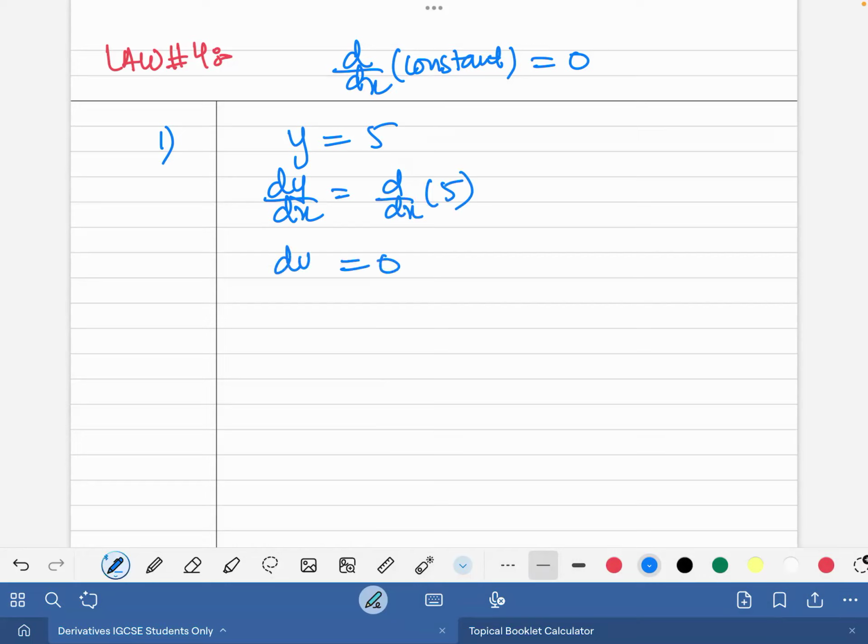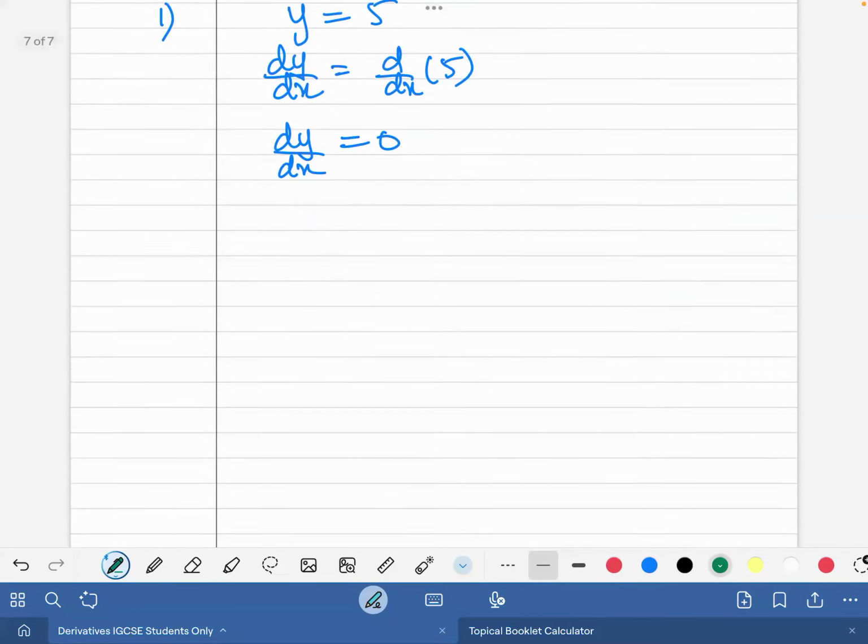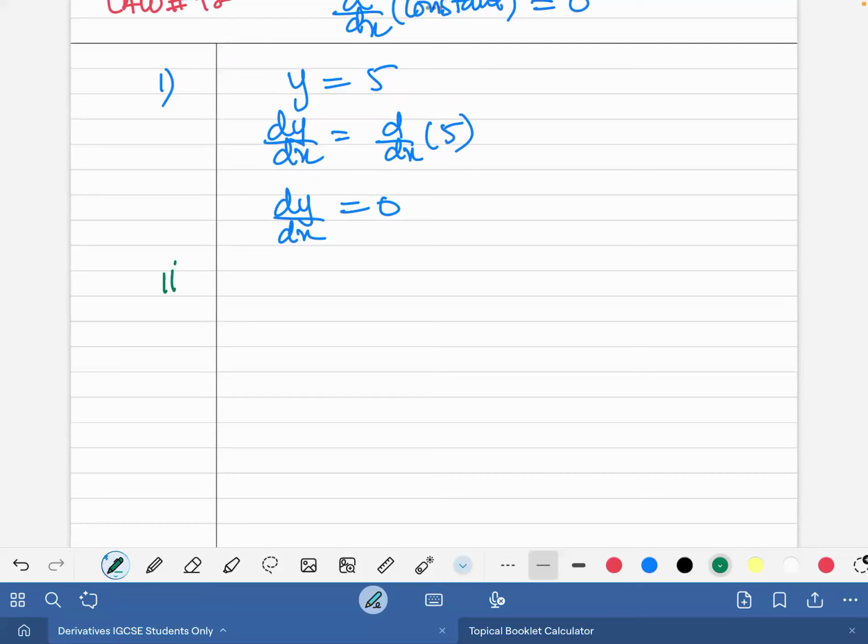Is this clear, everybody, or not? No, sir. The derivative of a constant number would be equal to 0. But how? I will prove it to you in a while. Just give me a second, okay? Now, second, like for example, y is equal to -8.